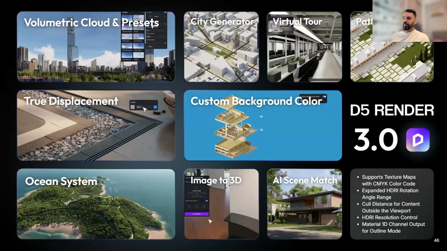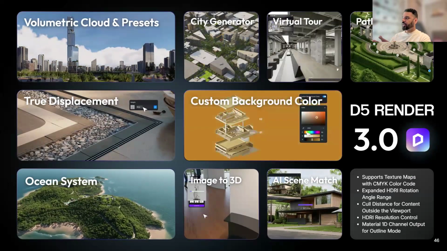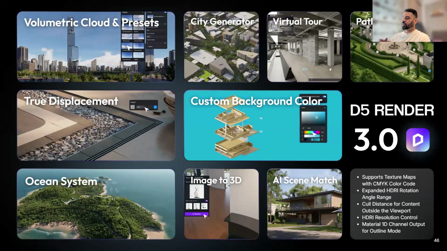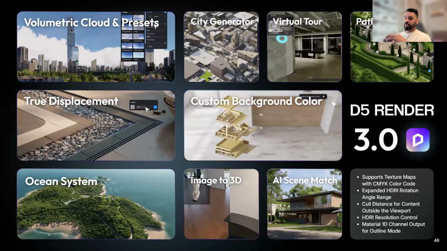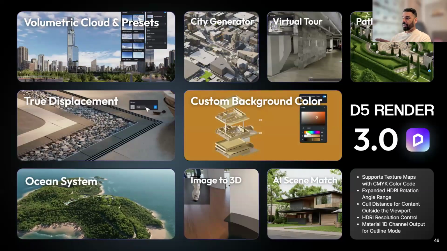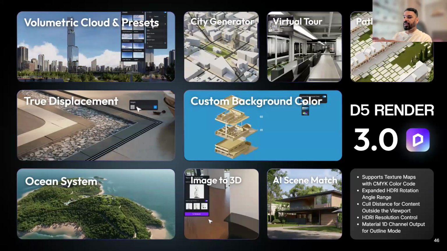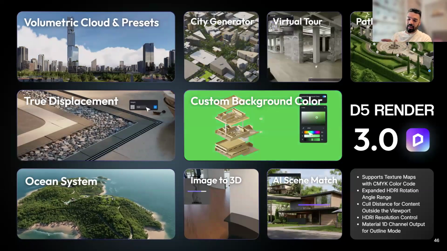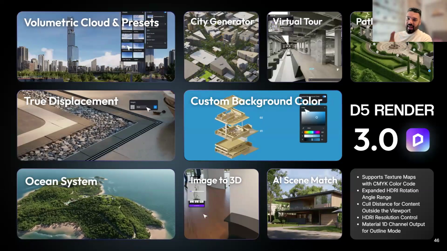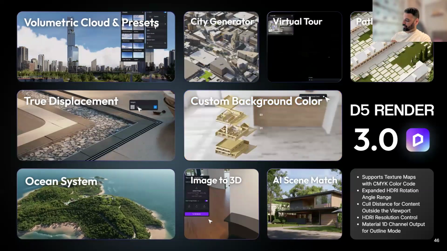There we have volumetric clouds, city generator, path tools, displacement. You have the oceans. You can make 3D from the image or 3D from the text. Some models which we require, we can make from the text or from the images as well. Then we have the AI scene match. A lot of things are there.